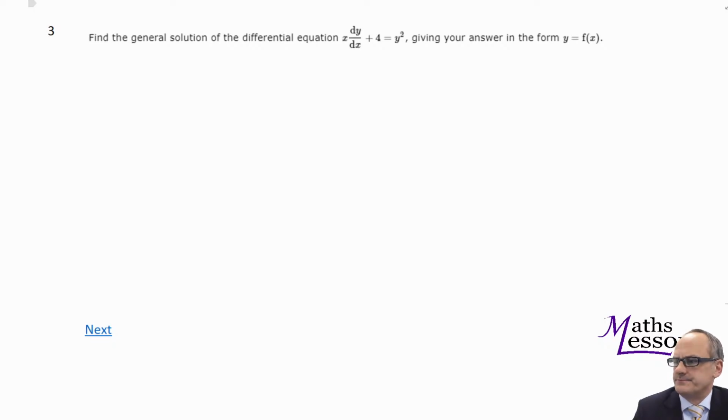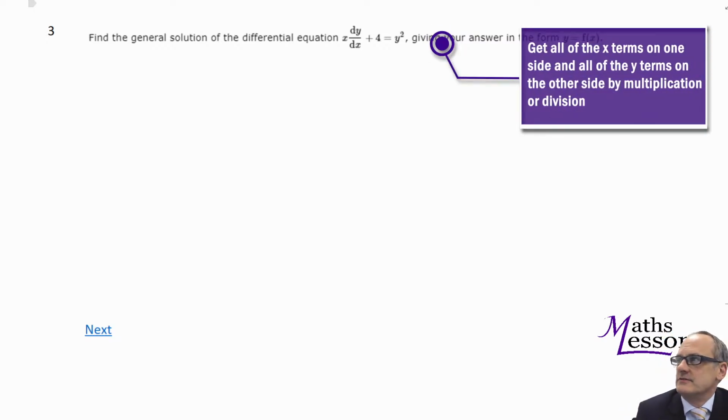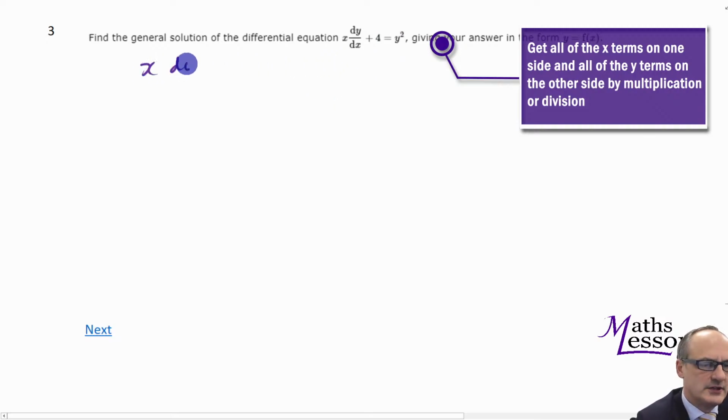Right, so let's just have a look at this question. So let's remember what we've got to do first. We have to get all the x terms on one side and the y terms on the other side by multiplication or division. But the only problem is we've got this plus 4 here to deal with. So we have to deal with that first because we can't divide and times to get the dy by dx on its own with just a multiple of x or y. So we get rid of that plus 4. So let's deal with that.